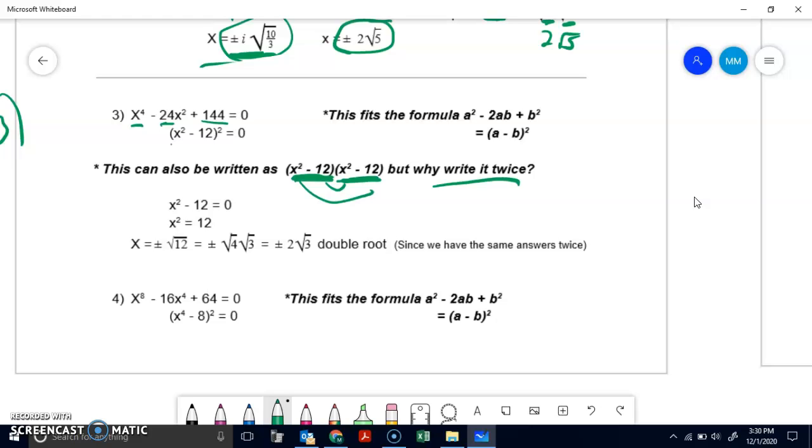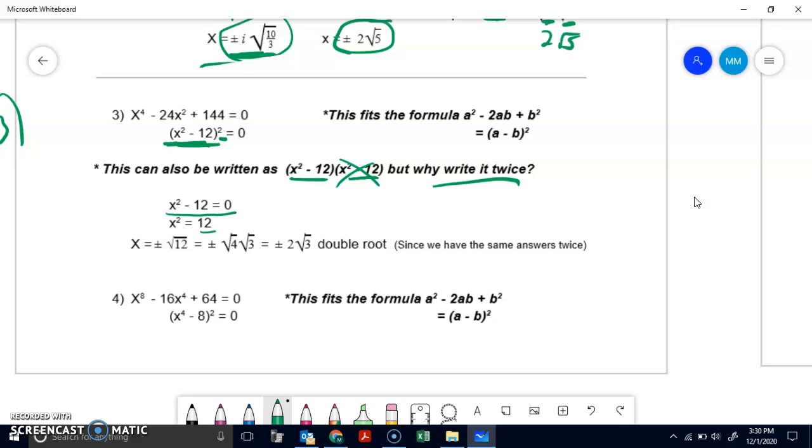So all we have to do is just say this to the quantity squared, because I have 2 of them. It is x squared minus 12 times itself. So we can just write that as x squared minus 12 squared, because it's times itself. So I only need to solve this once. I don't need to solve it more than once, because I'm going to get the same answer. So I'm going to take x squared minus 12, set it equal to 0, and solve.